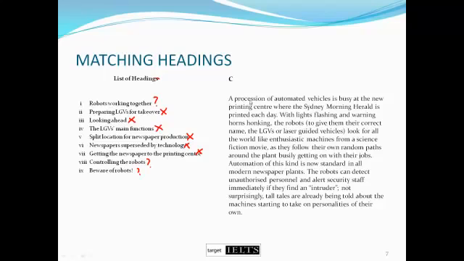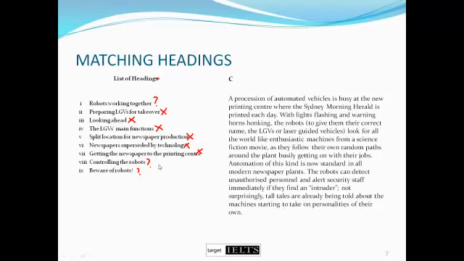So really quickly, it says the procession of vehicles is busy at the Sydney Morning Herald Sun. Lights are flashing, warning horns honking. Robots look for all the world like enthusiastic machines from a science fiction movie. Automation of this kind is now standard in all modern newspaper plants. Robots can detect unauthorized personnel and alert security staff immediately if they find an intruder. Not surprisingly, tall tales are already being told about the machines starting to take on personalities of their own.